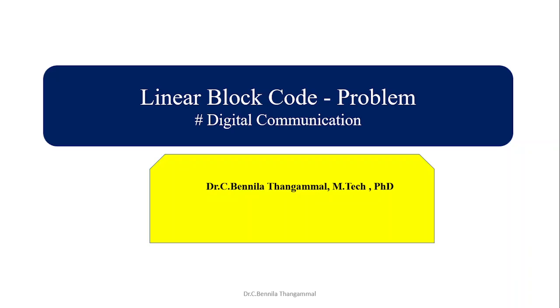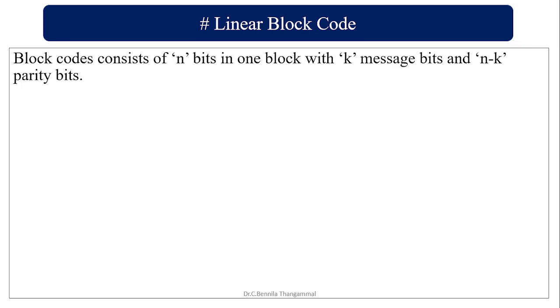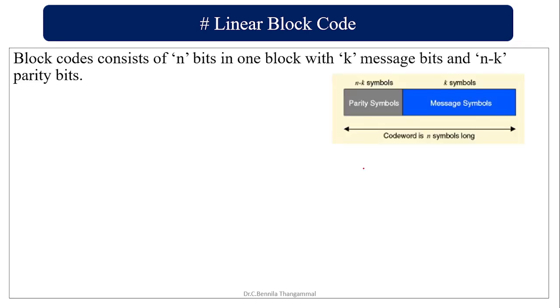Today we are going to see a linear block code problem. A block code of length n has k message bits and n minus k parity bits. This block code is said to be a linear block code if two code words are added together and the result is another code word.